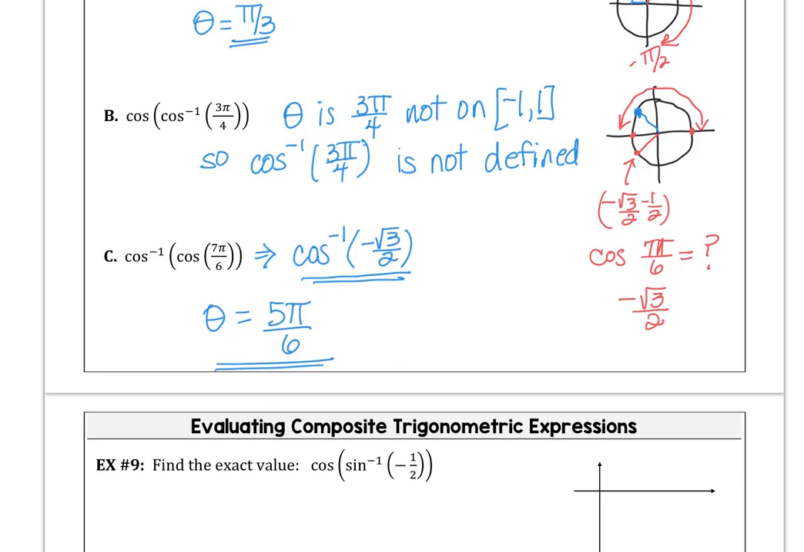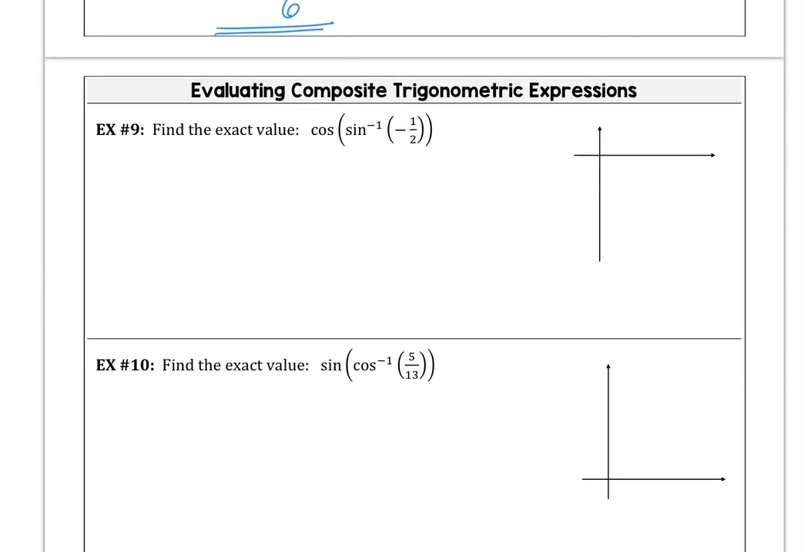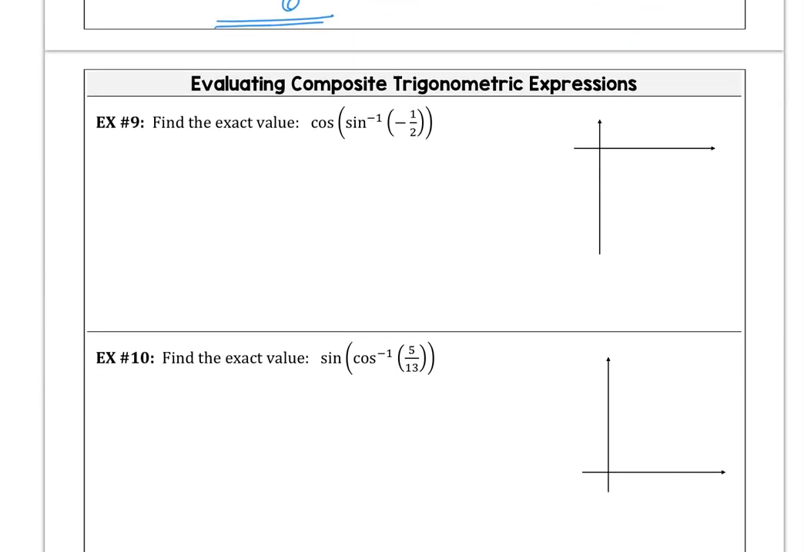Moving on, in example 9, we're going to practice this same concept with some graphing. So we want to find the exact value for the cosine of the sine inverse of negative 1/2. To me, that seems like we could go look inside of here. This is an angle here. The sine inverse of negative 1/2 is an angle. It's saying, for what angle will we find negative 1/2? That's going to be down here.